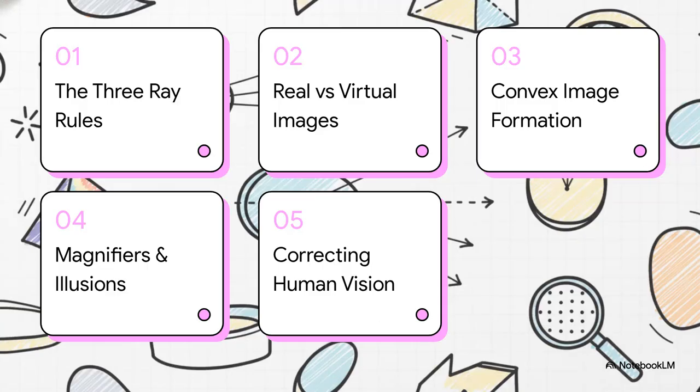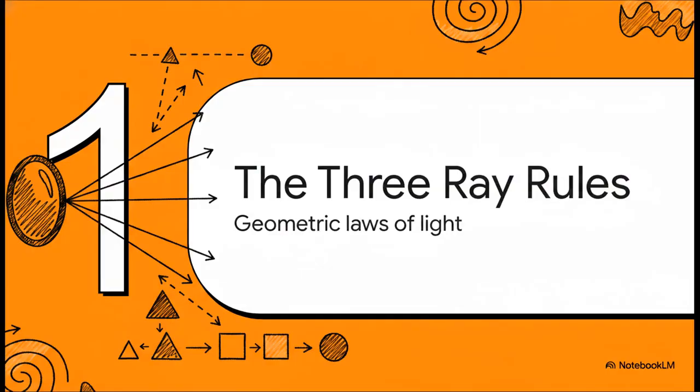Okay, let's take a quick look at today's roadmap. We'll start with the 3 ray rules, move into real versus virtual images, tackle convex image formation, explore magnifiers and illusions, and finally wrap up with correcting human vision. Let's get to it. Section 1.